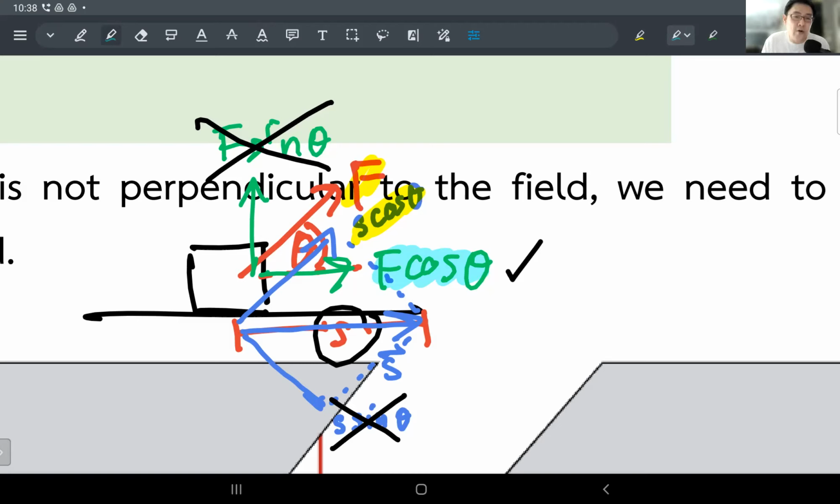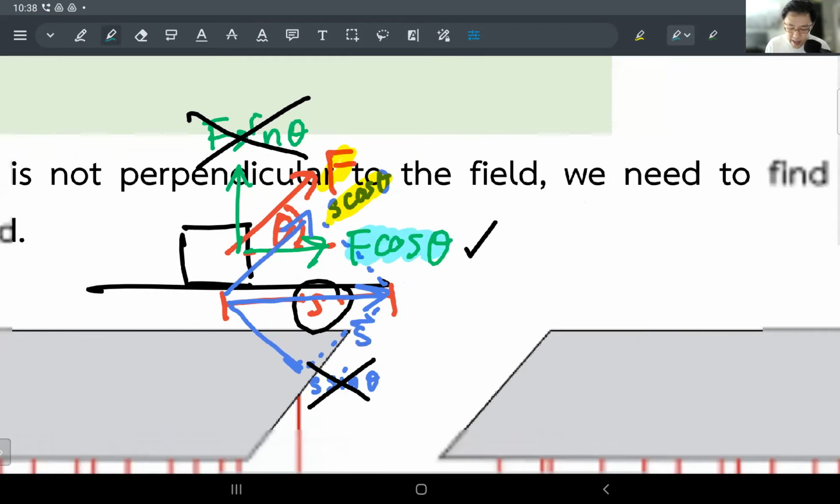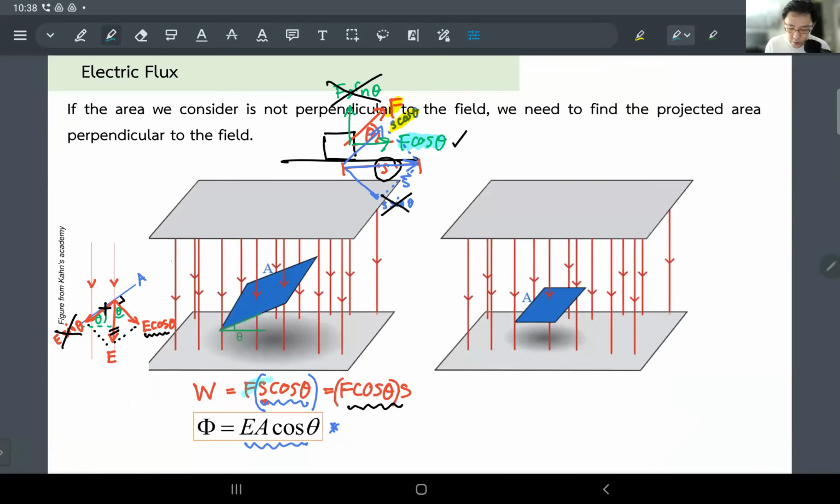Just say, okay, John, don't touch the F. The force is there. I'm just going to touch the displacement S. I'm just going to take the S cosine theta and multiply by the F. I end up with the same thing. So that's why I rearrange this into two forms over here, just to showcase that these two products are exactly the same. It depends on your approach. You want to break the S vector or you want to break the force vector.